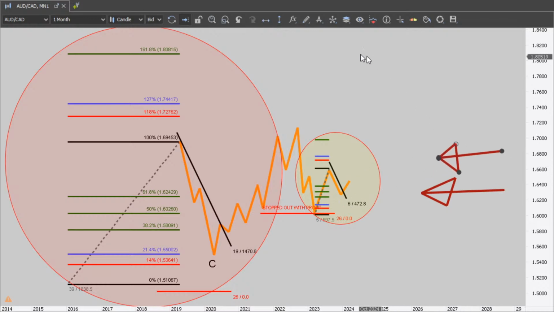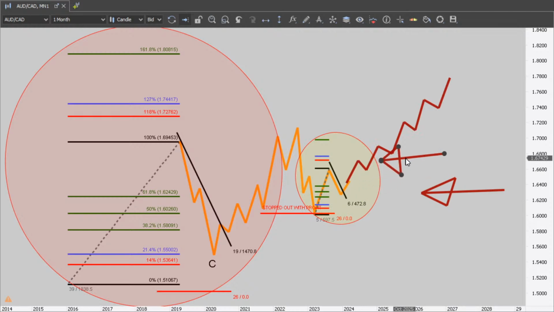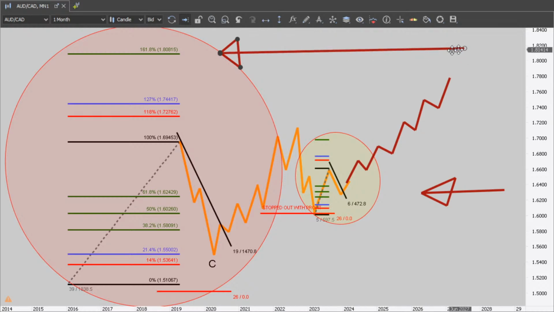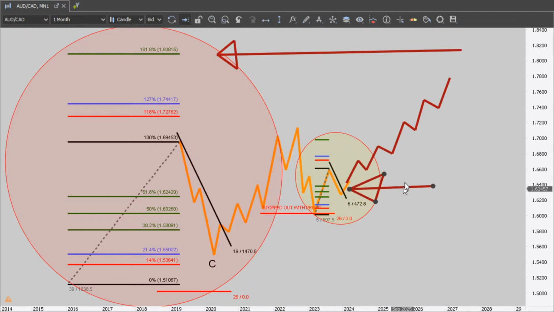So I can enter here, everybody. And if the market is making higher highs, higher lows, higher highs, higher lows, then of course we can cancel and replace until the extension in here. But just remember that this is the pattern that you are trading.